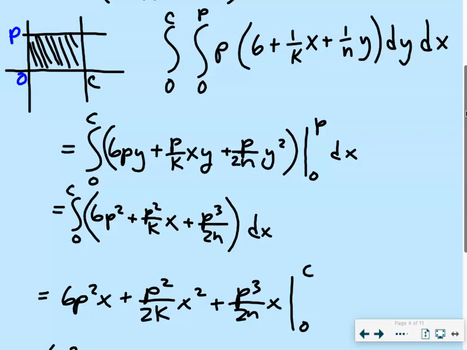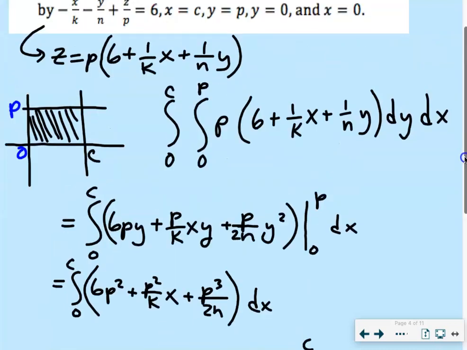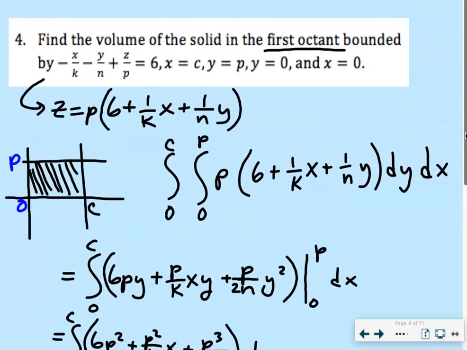Could you do this with a triple integral? Sure. I mean, does it really make a difference? Yeah, sure. Since you're in the first octant, your z would just go from 0 to this, and then your first antiderivative, you'd be putting it down anyway, right? So you're not making your life easier by writing it as a triple integral.